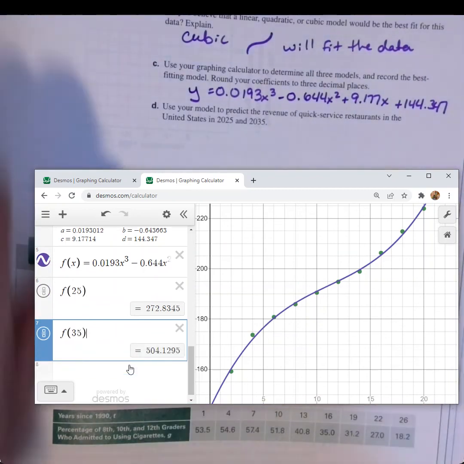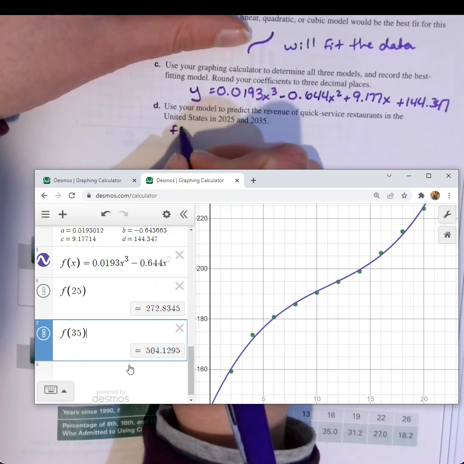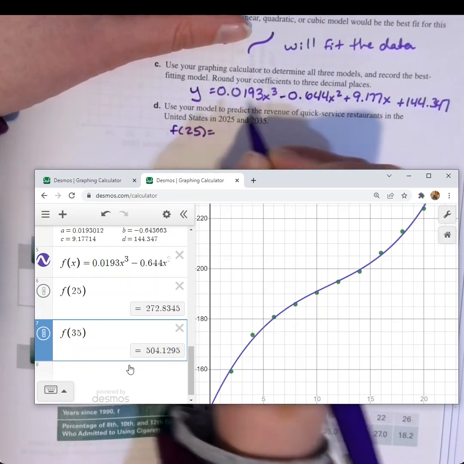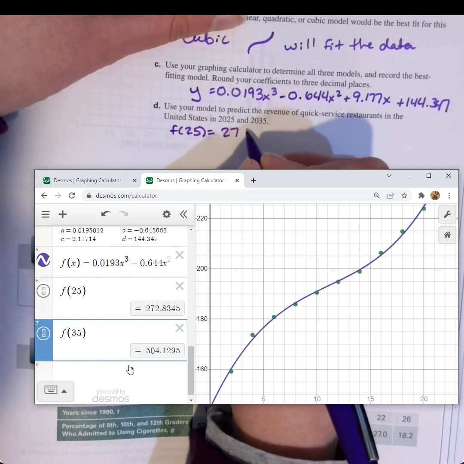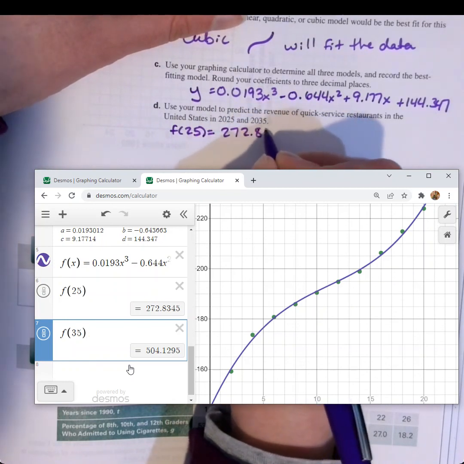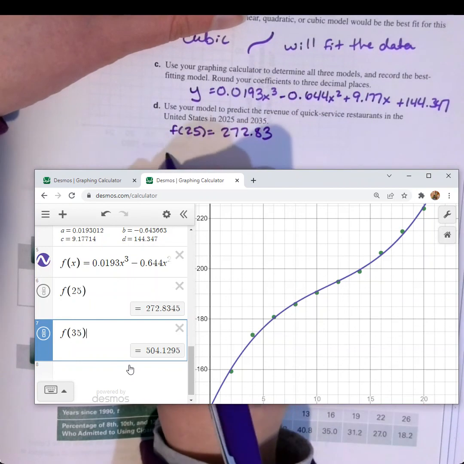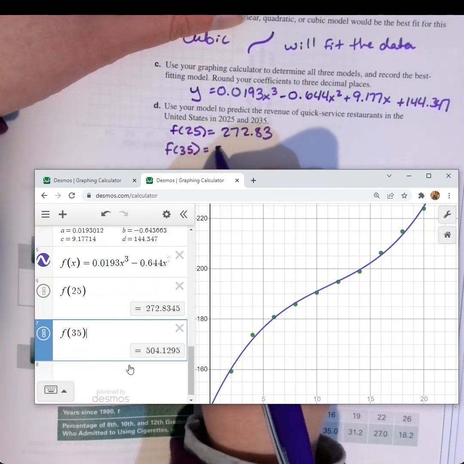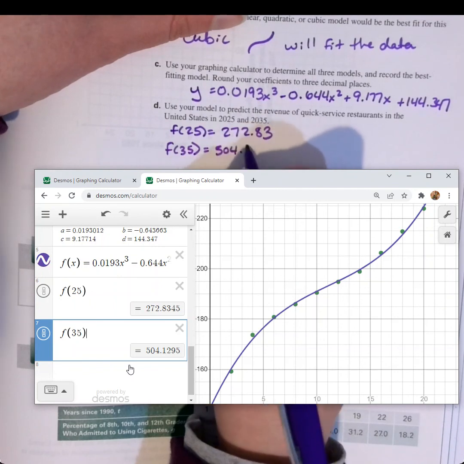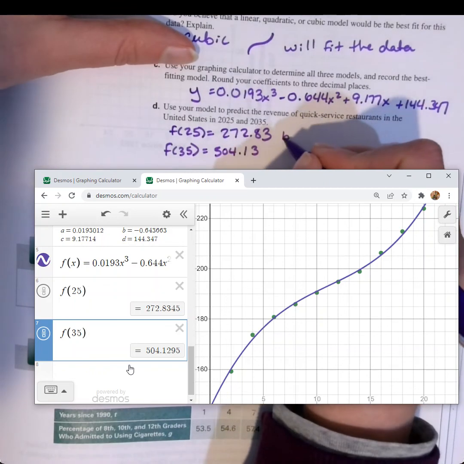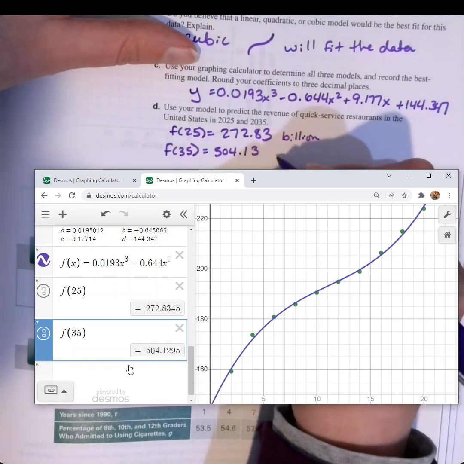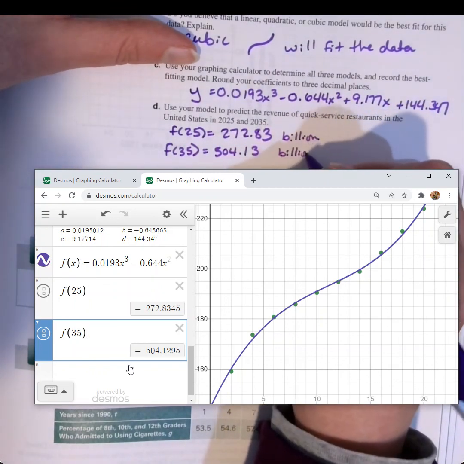Okay, so our f of 25 is 272.83, and our f of 35 is 504.13, and these are both in billions of dollars.